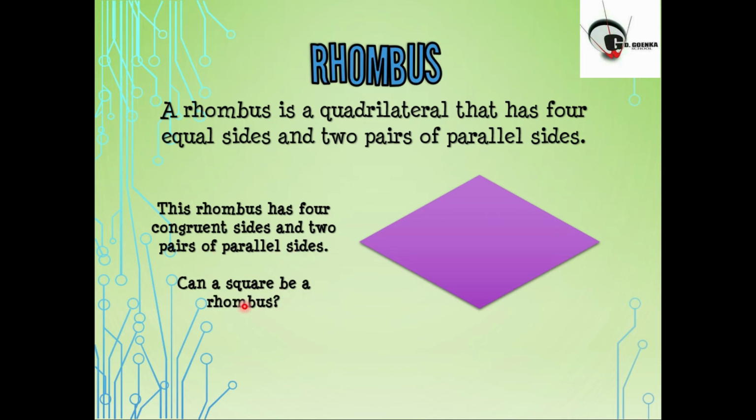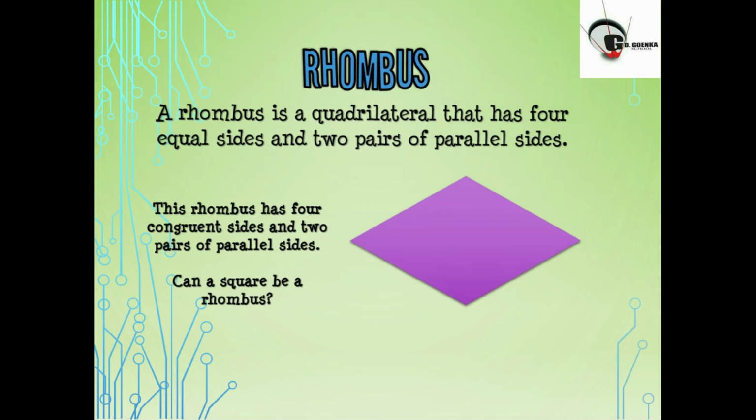Can a square be a rhombus? Yes, of course. A rhombus is a quadrilateral with four equal sides and opposite sides parallel to each other. So all squares are rhombuses, but not all rhombuses are squares, because you can see here we don't have these angles as 90 degrees. So we can conclude that all squares can be rhombuses, but not all rhombuses can be squares.